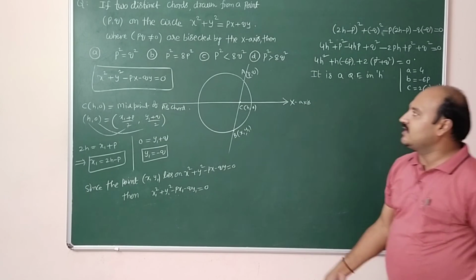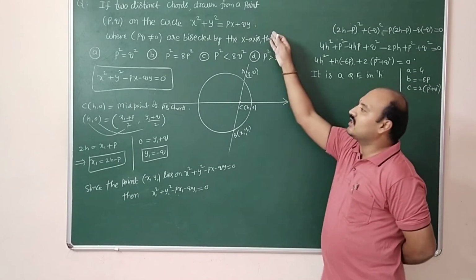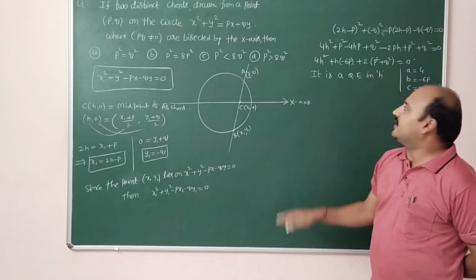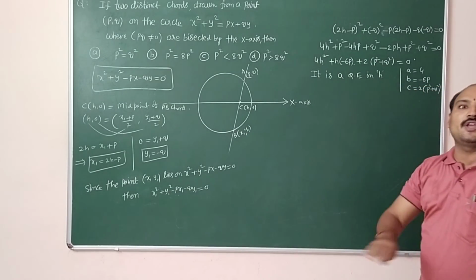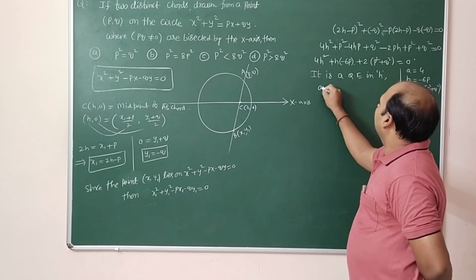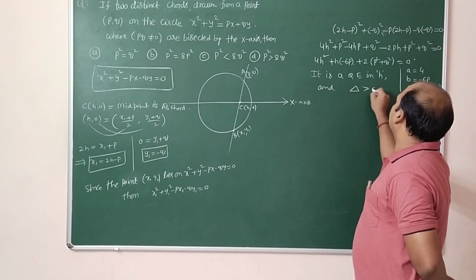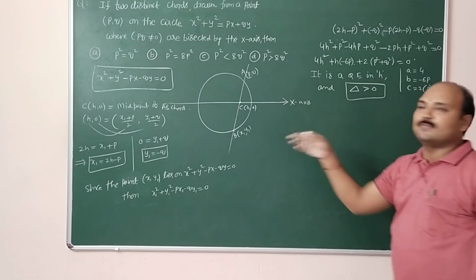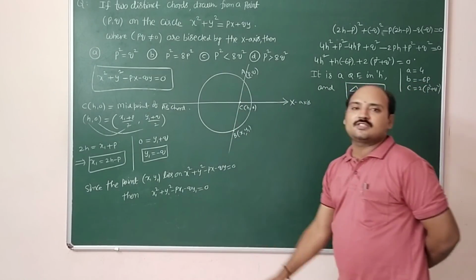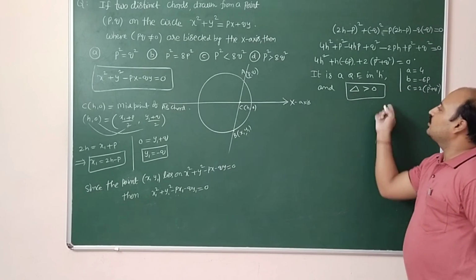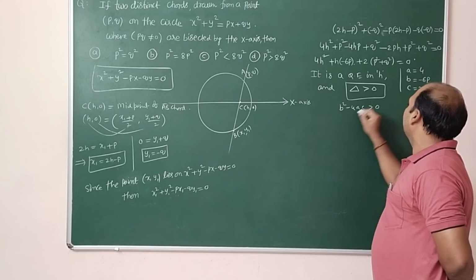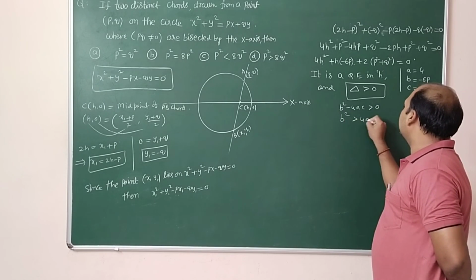I already discussed in the session: whenever the chord is bisected by the x-axis, the discriminant of the quadratic equation should be greater than 0. Why? Because this chord is bisected by the x-axis, so it cuts at two different points on the circle. So delta should be greater than 0. Delta means b² − 4ac > 0, so b² > 4ac.